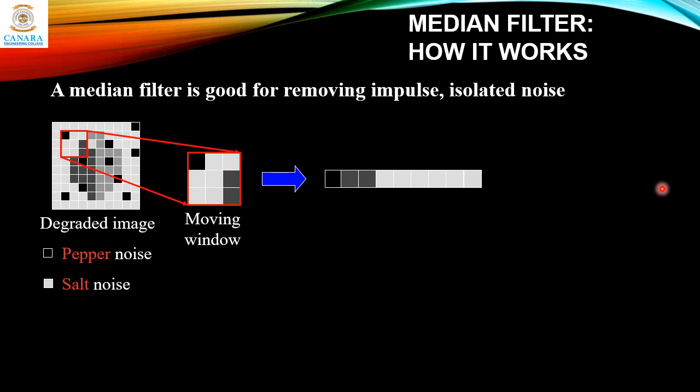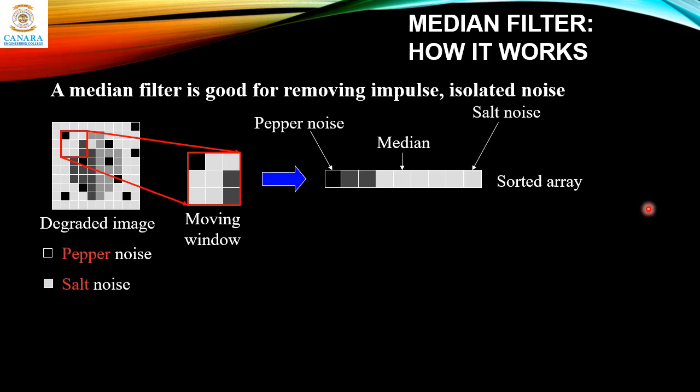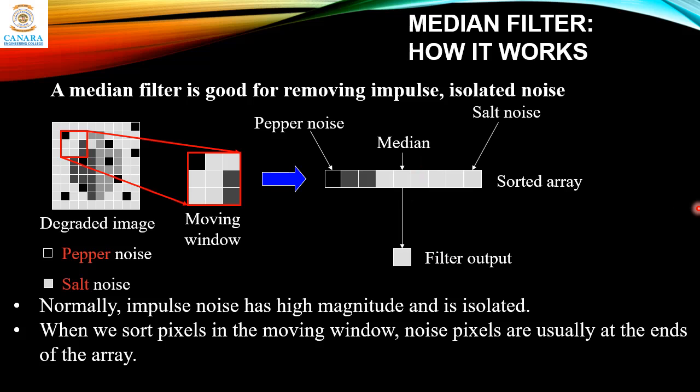Then we sort them in ascending order. When we sort them, the lower values move to the left and the higher values move to the right. So we are sorting from low to high, in ascending order. The black pixel, that is the pepper noise, moves to the left, and the salt noise is on the extreme right here. In the median filter we pick the middle value, that is the median value, and that will be our filtered output.